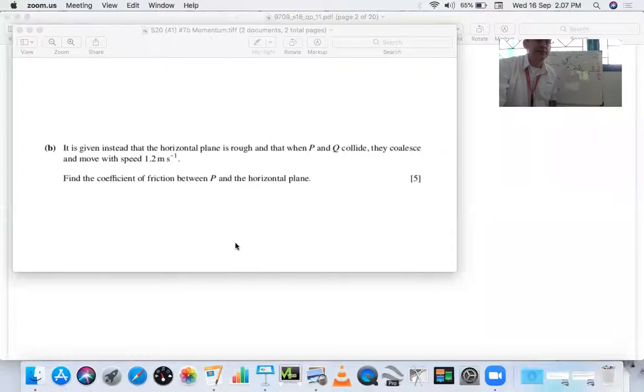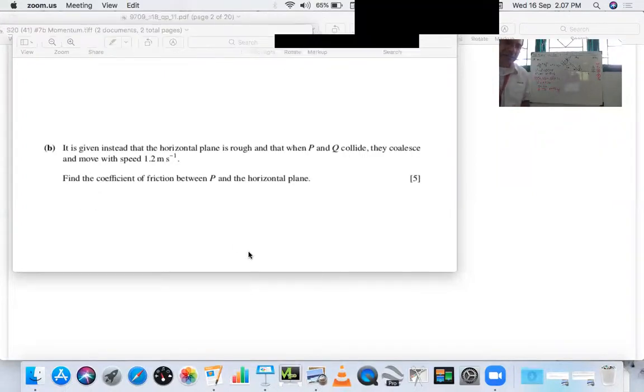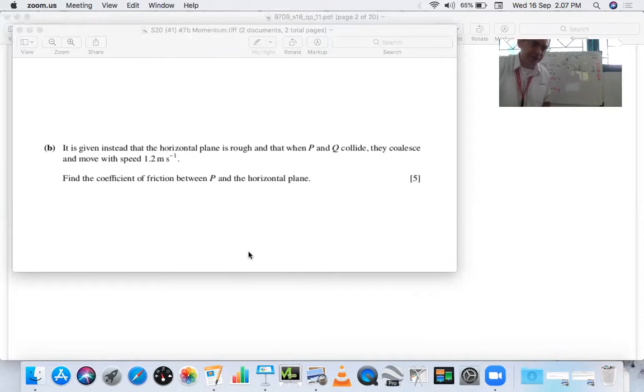It says it is given instead that the horizontal plane is rough. Okay, so now we have friction involved. And when P and Q collide, they coalesce and move with the speed of 1.2 meters per second. So now we're going to have PQ coalesce with a 1.2 meters per second velocity. Find the coefficient of friction between P and the horizontal plane.